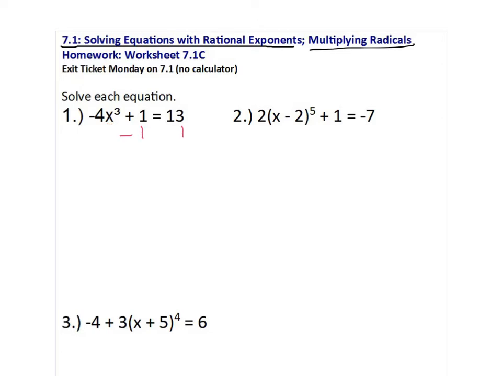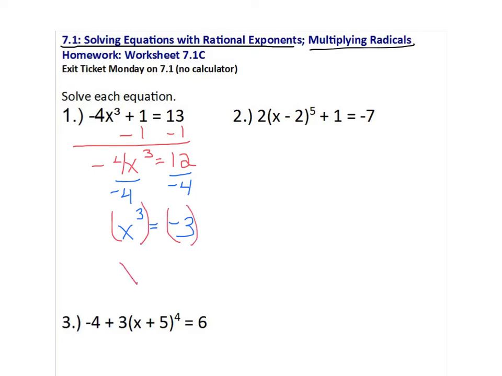To start, I'm going to subtract 1 from both sides. Divide by -4. So now, to move this exponent, I'm going to raise both sides to a power, and what I want to get on the left is x to the 1st. So you have to think to yourself, what can you multiply 3 by to get 1?